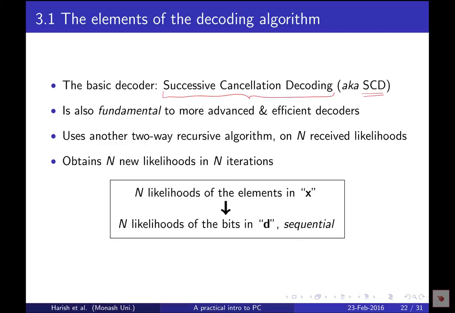So successive cancellation decoding is a very simple algorithm in the sense that it is a simple tree search. It's a greedy tree search, because in the traditional literature of coding theory, decoding can be described as a tree search. So we have 2^k possible codewords. Essentially, that is a path that can be traversed in a tree that has 2^k leaves.